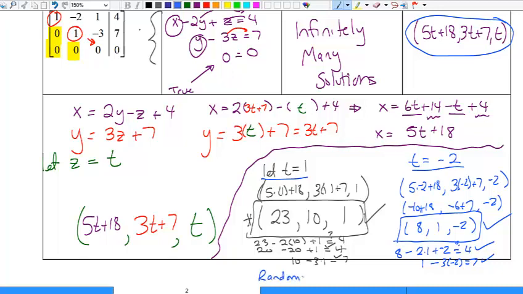Now, that means there's an infinite amount of solutions, but if you just pick some random numbers, like 1, 2, 3, and plug them in, it's not going to work. It's not any old number, okay? It's the ordered triples that have the relationship of 5t plus 18, 3t plus 7, t. So that's how we describe infinitely many solutions.